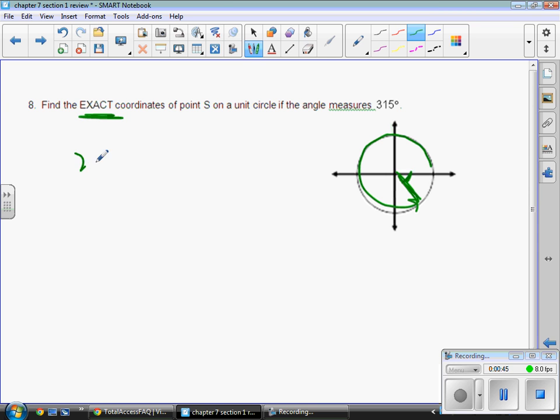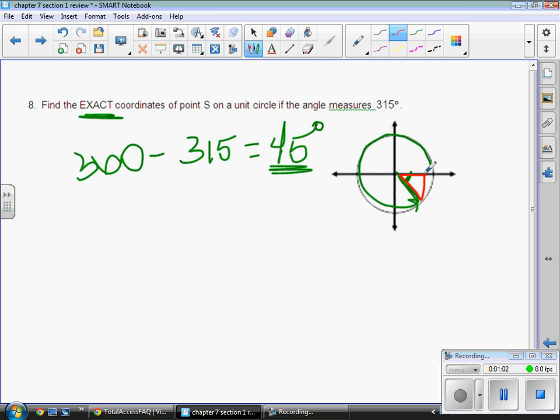So I'm going to take 360 minus my angle, 315. And that's going to tell me my reference angle is 45 degrees. Okay, so I'm going to use 45 degrees to find something. So here's what I'm going to do: draw this triangle right here. It's a 45-degree triangle. It's a little bit larger scale. So here we have it. This is 45. This is 45.